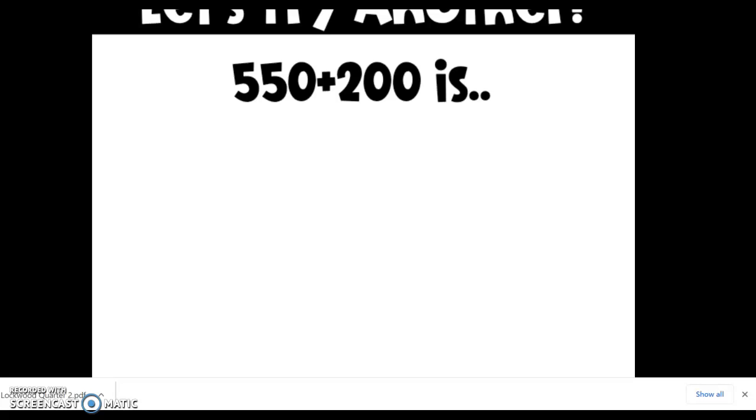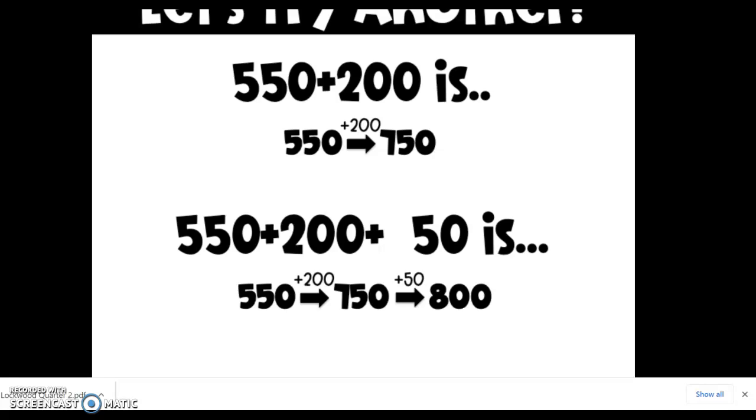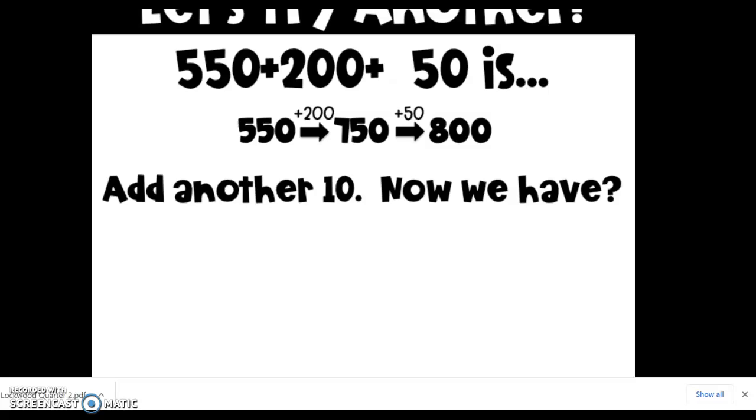All right, let's try another one. What's 550 plus 200? 650. That's plus 100. What's another 100? 750. All right. Now we're going to add another 50 to that, and it's 800. Now, when you look above the arrows, you see the numbers.